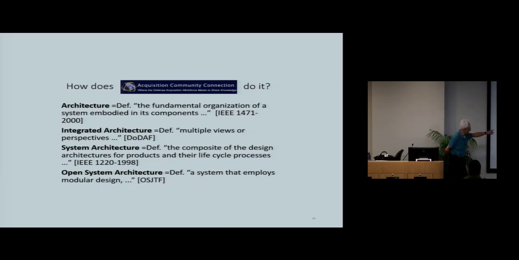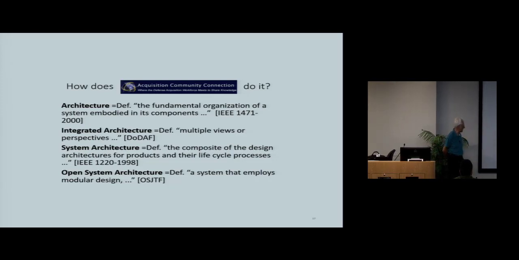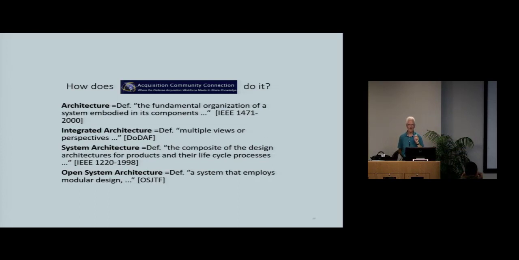And then a system architecture is defined as the composite of the design architectures for products and their life cycle processes. Now this might be a nice definition of something, but it has nothing to do with architecture as defined or with integrated architecture. And then an open system architecture is a system that employs modular design. Now, this is a bad way of building something which is supposed to capture the metadata to enable the stuff that you buy be clearly distinguished into relevant classes within a classification.